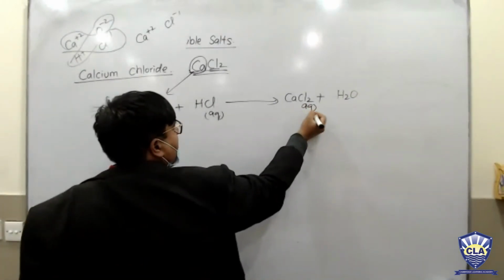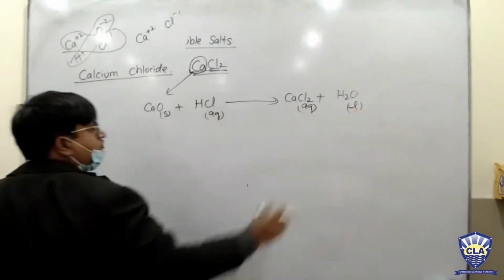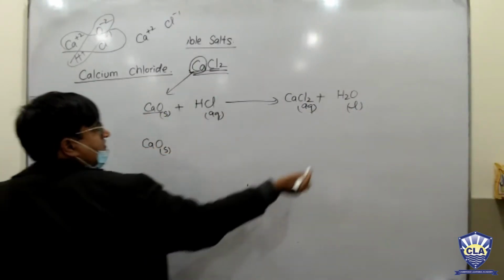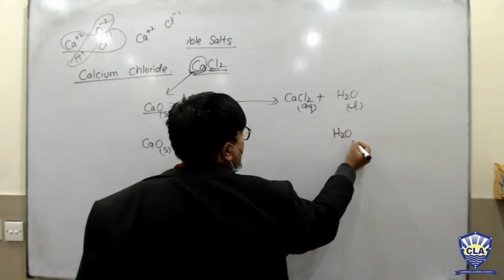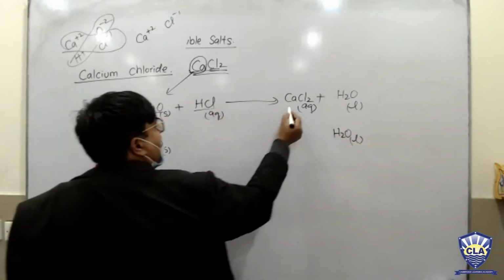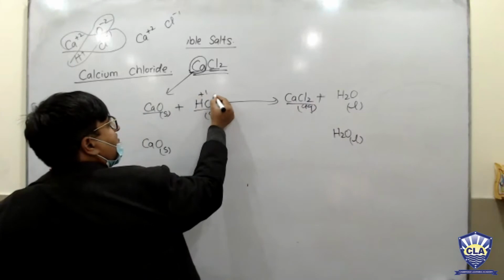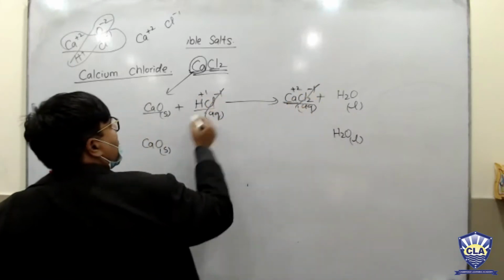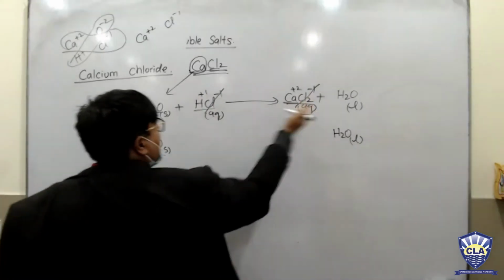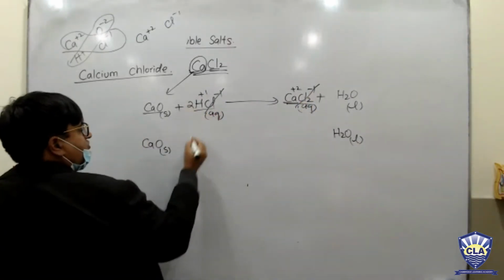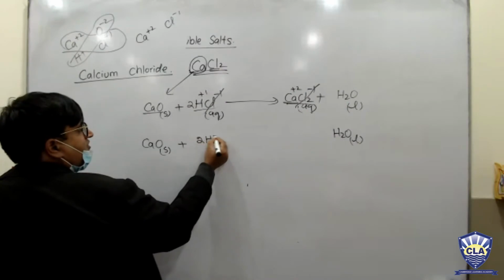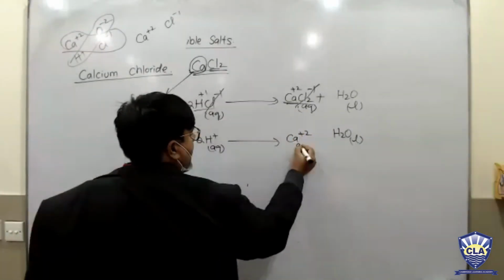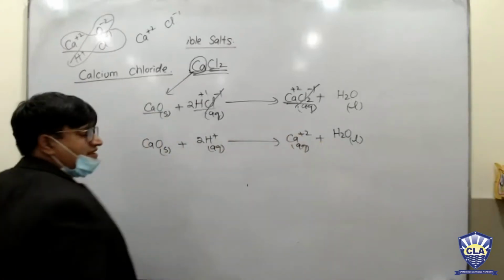So this is aqueous and this is liquid. If you want to make the ionic equation, this is solid, write as it is. This is water, write it as it is. These are the aqueous things, make the ions: H plus 1, Cl minus 1, calcium plus 2 and Cl minus 1. Cl minus would be cancelled. There Cl is 2, so put 2 up here. So it should be 2H positive, aqueous, and Ca plus 2, aqueous. So this is the ionic equation.